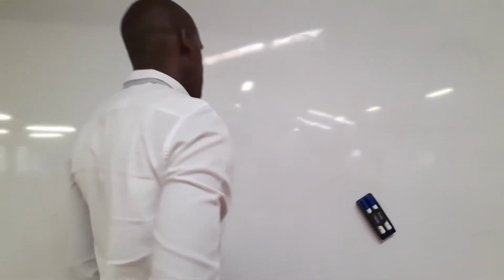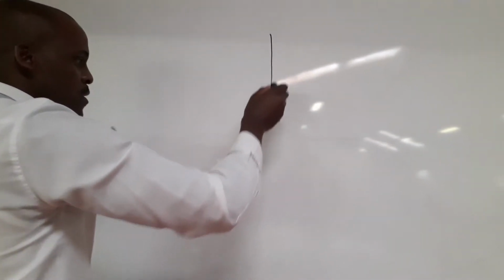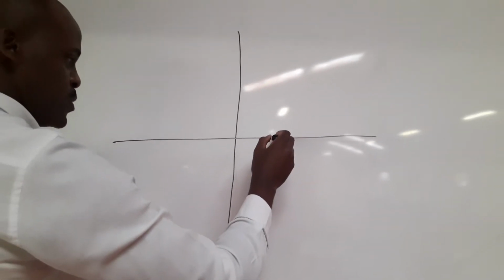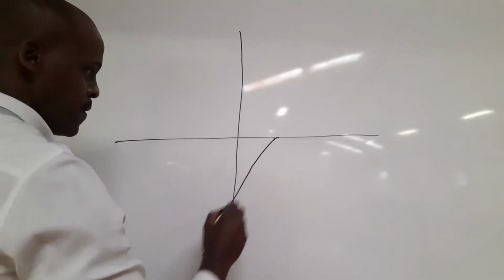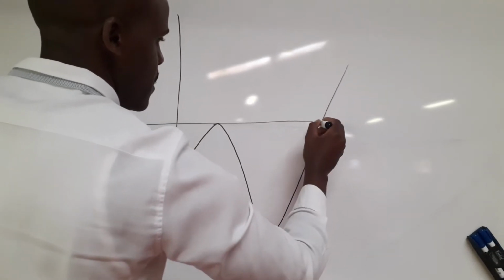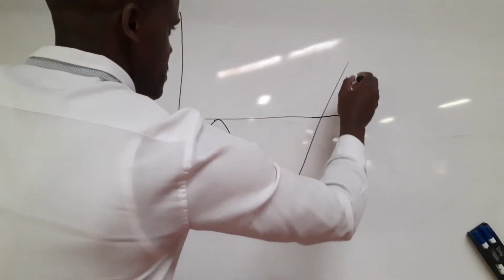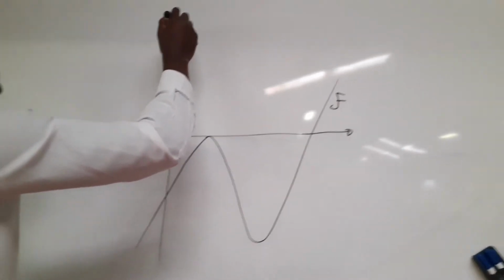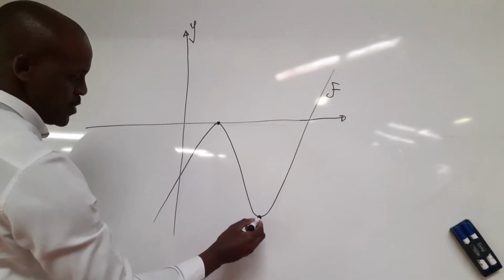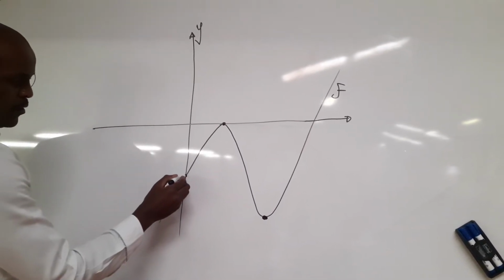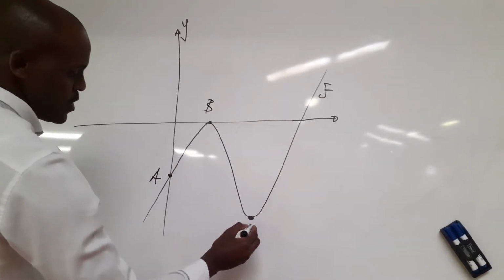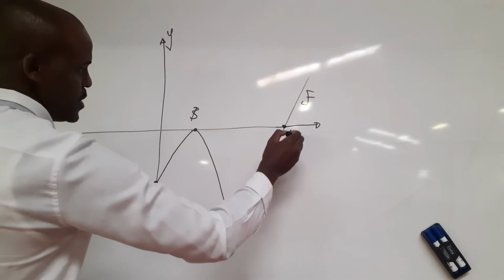And again, you might find a graph like this one. Let's say this is the function of f, our turning point, and also our turning point, and our y-intercept. It says A, B, C, and D.